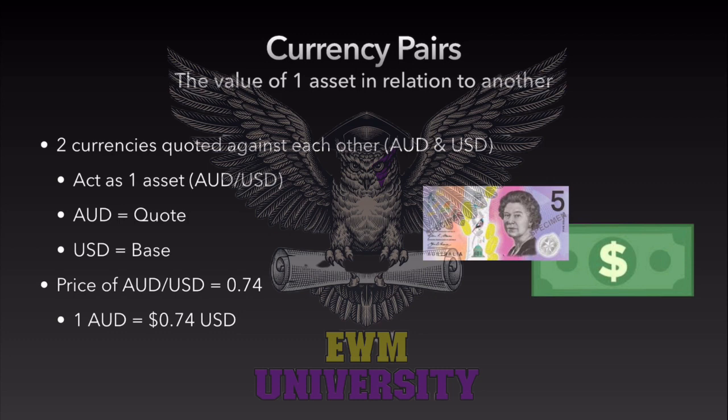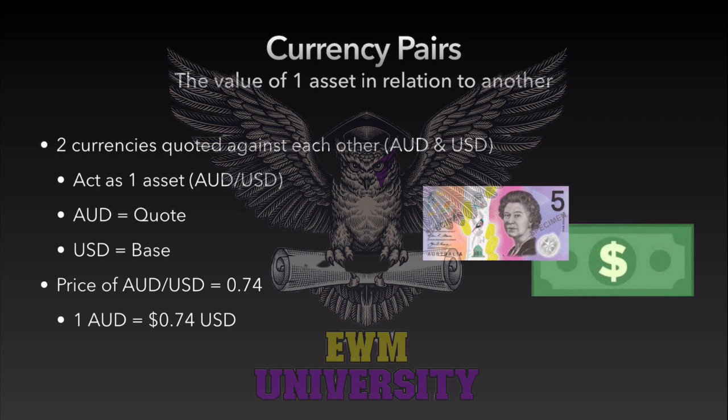So now, when we talk about the exchange of currency pairs, we're talking about the value of one asset in relation to another asset. So when we have two currencies, in this example, the Australian dollar and the US dollar, or AUD and USD, when they come together, they go from two assets and merge into one single asset, known as the Australian US dollar, or the AUD USD. And here AUD is going to be our quoted asset and the USD is going to be our base asset.